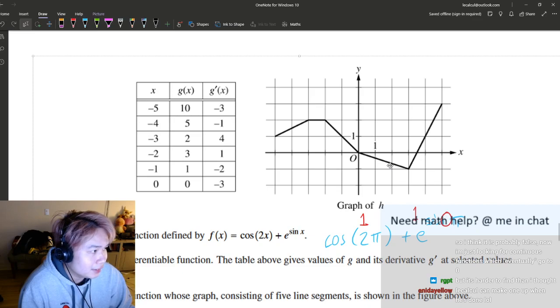h of 2 is right here. Do they expect me to do a decimal value?